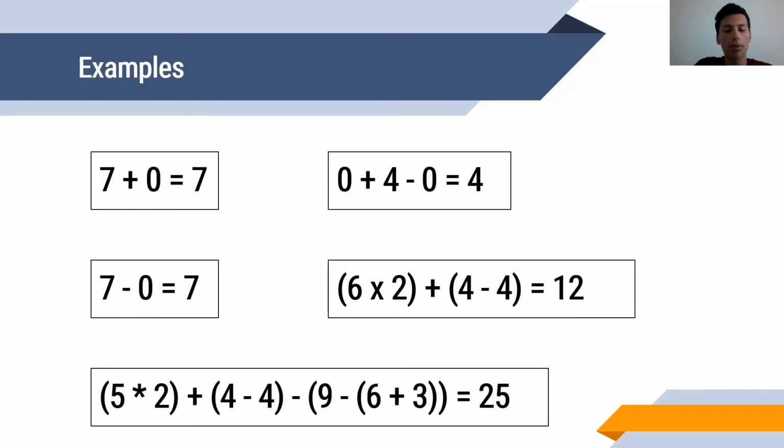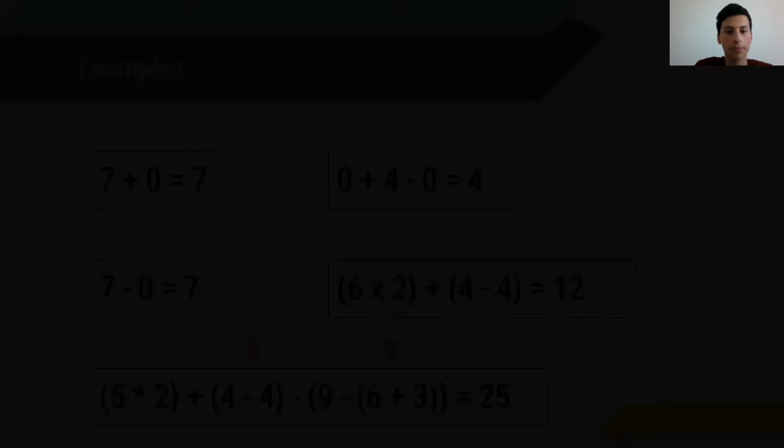And then our final example here looks a little bit complicated, but it's actually pretty straightforward. The stem is 5 to the power of 2. That's 25. But then if you look here, 4 minus 4 is 0, and we're adding that to 25. And then here, 9 minus, in parentheses, 6 plus 3, that's just 9 minus 9 is 0. So we're adding and subtracting 0 to our stem, and that keeps the answer at 25.